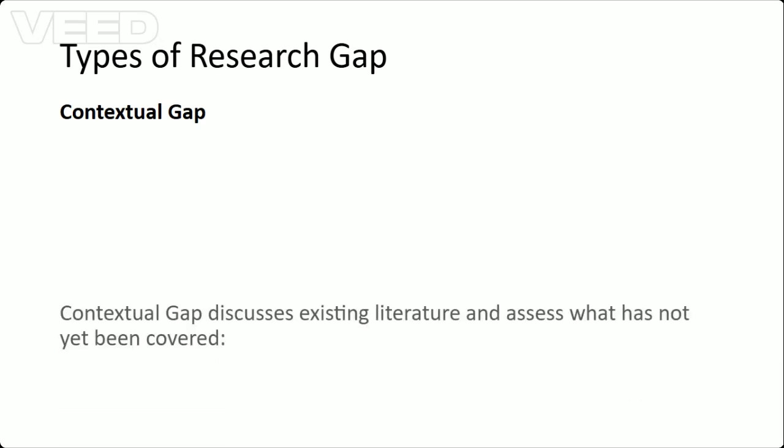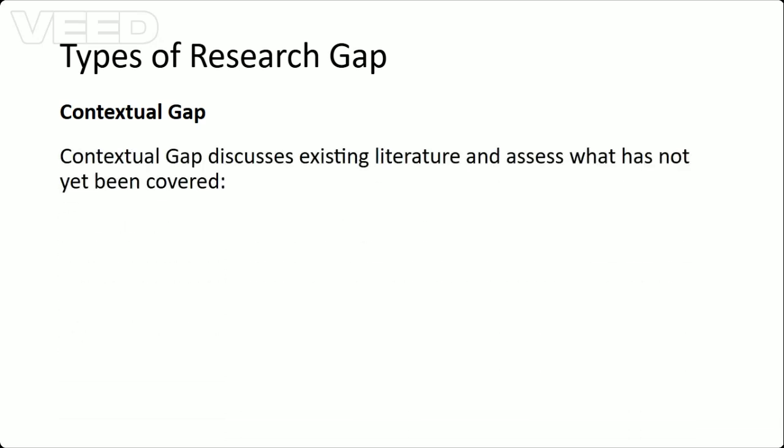So this now brings us to the types of research gaps which you may encounter in your academic research. Mostly what we are discussing here relates to academic research. There are several types of research gaps, but what we are going to discuss are the main types you are going to find in academic research. There are contextual gaps and methodological gaps.